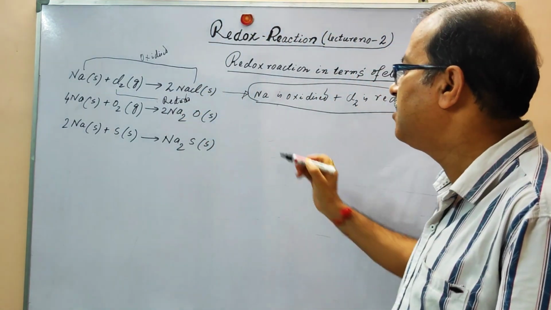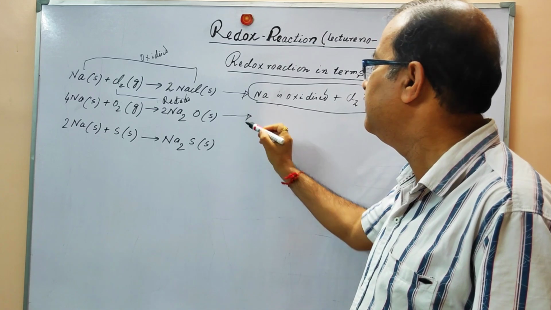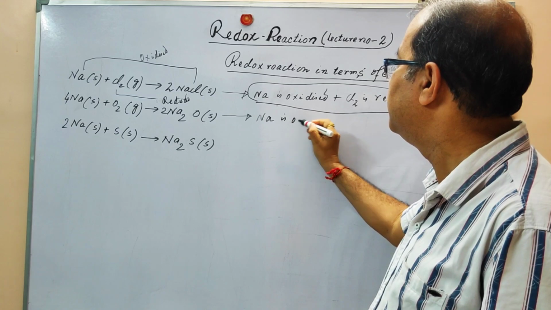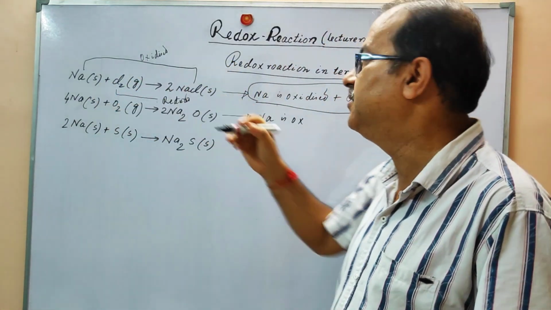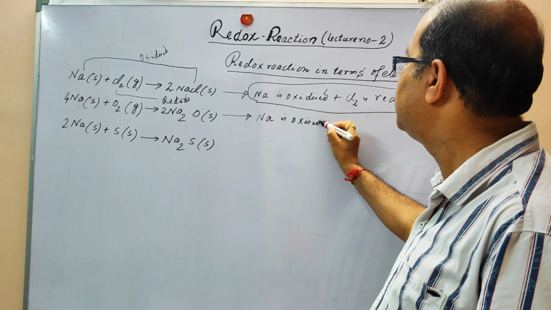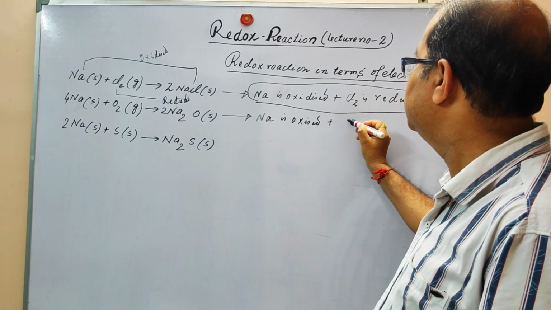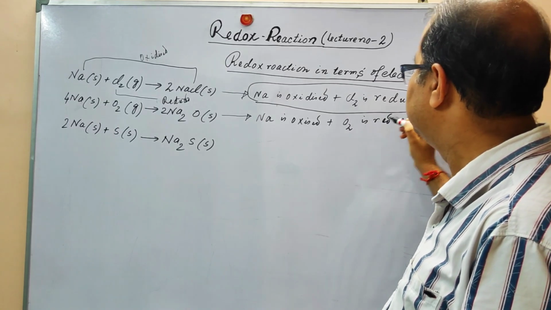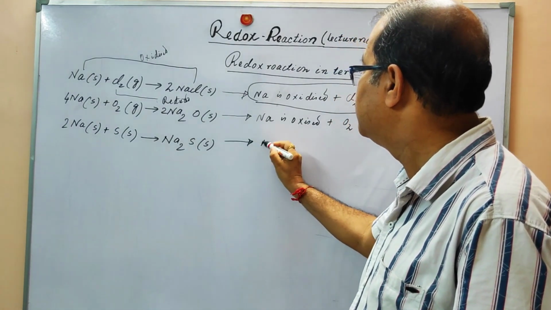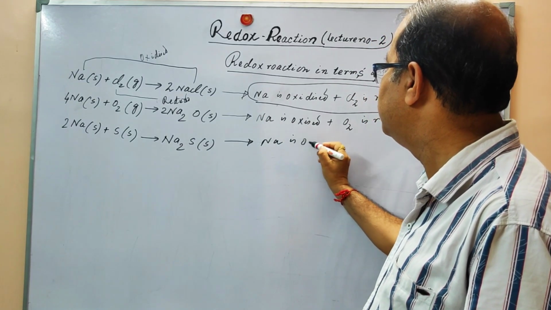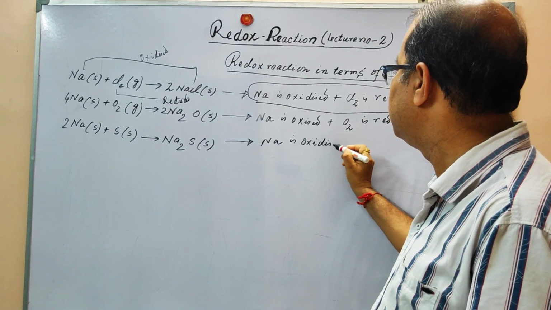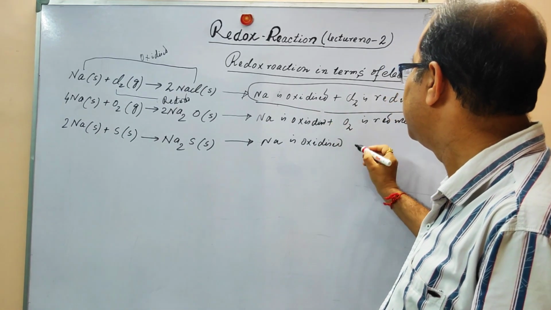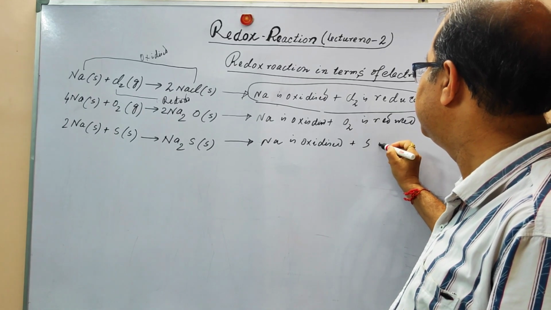In a similar way, you can observe the same thing here also. Here also sodium is oxidized. Why? Because oxygen is added to the sodium. Sodium is oxidized plus oxygen is reduced. Here also you can see sodium is oxidized plus sulfur is reduced.